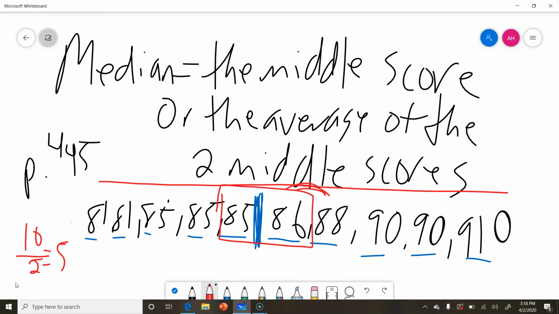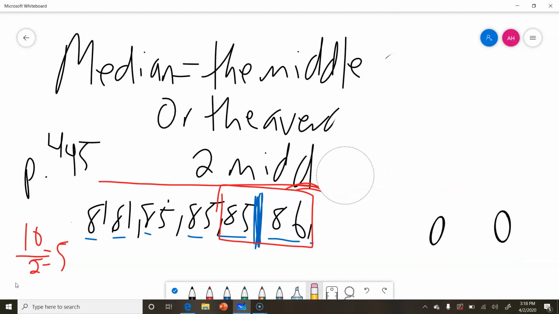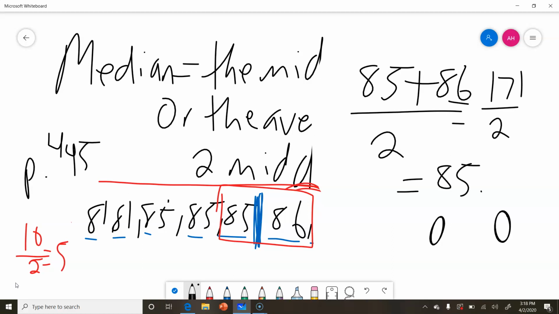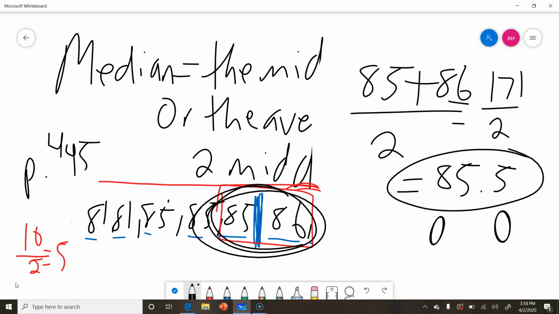The way we find the median is we take those two. Let me erase all the other ones here so I have some space. We do 85 plus 86 divided by 2. That's all we have to do. And when we do that, we get 171 divided by 2, which then equals 85.5. And that would be our median. So when it's an even number, you see that we get either a fraction or whatever we have to do. We have to add them together and divide by 2.